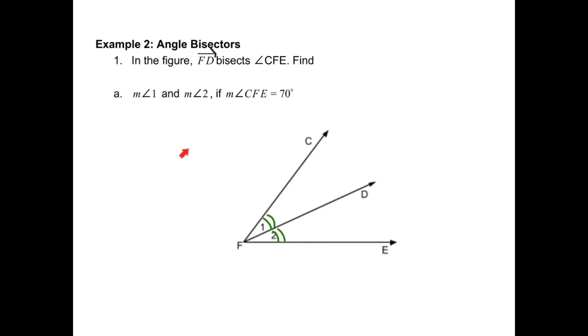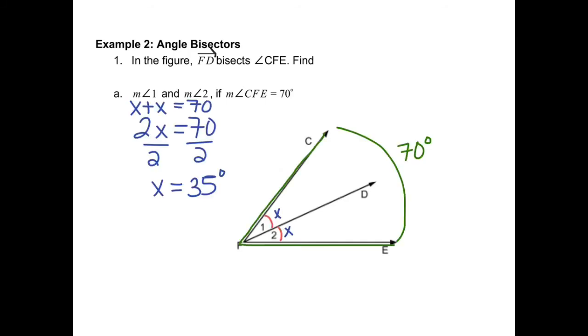So for this particular problem, measure of angle 1 and measure of angle 2 is what we're trying to find if CFE were to equal 70. So we're trying to find the measure of angle 1, trying to find the measure of angle 2, knowing that CFE, the whole angle, is 70 degrees. So in order to figure this out, I label them with X's because they are the missing thing that we are trying to find, but they are the same value because it is a bisector, so they are the same measure. The whole thing is 70.